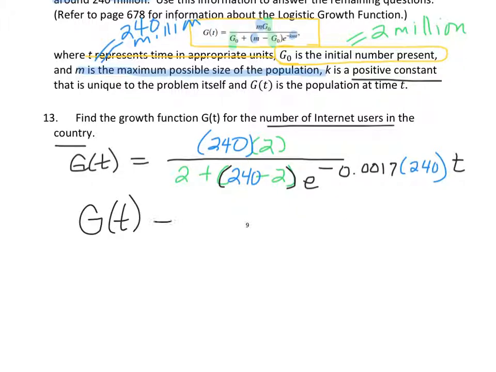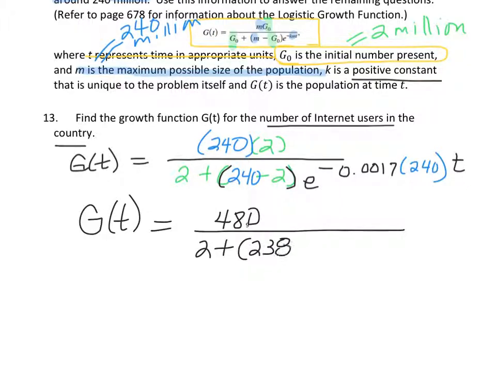So G of T is equal to 240 times 2 is 480, divided by 2 plus 240 minus 2 is 238, times E to the negative 0.0017 times 240, and I'm going to come back and multiply that out too, times T. So that comes out to be negative 0.408.